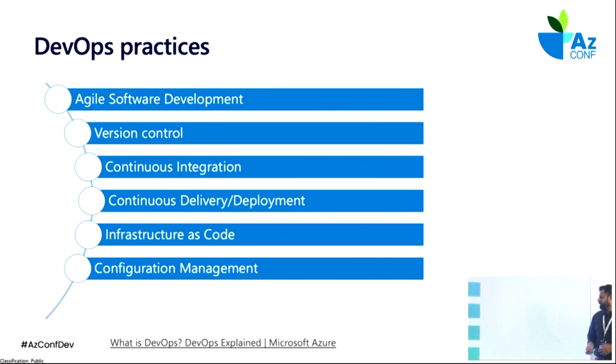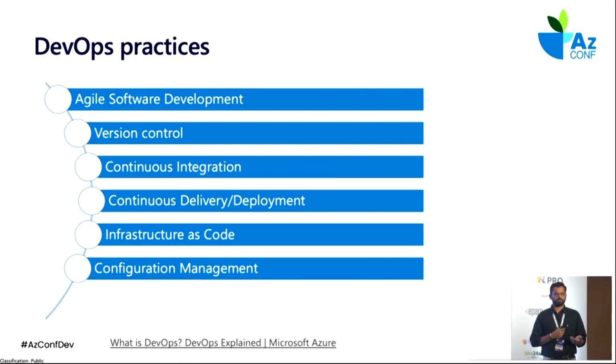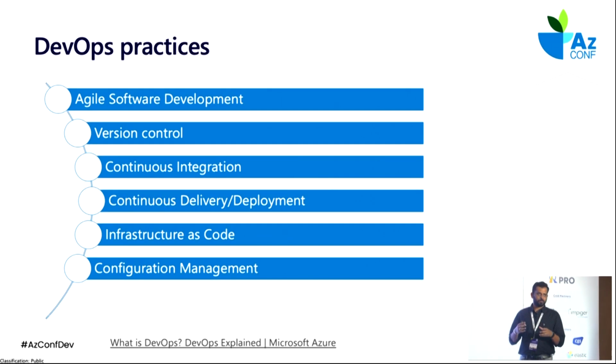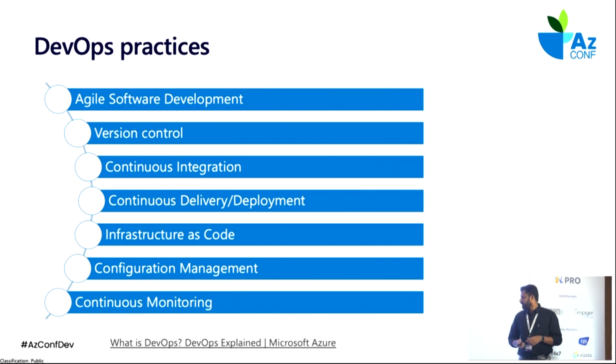And then configuration management. This can go hand in hand with infrastructure as code. Your configurations could be different, say if you're working in a Kubernetes ecosystem, where you can have a lot of configurations available. So how do you extract your configurations from your application-related stuff? Come up with configuration management policies, etc. And finally, continuous monitoring. All of these comprise your DevOps practices.